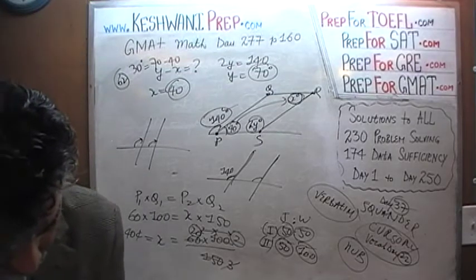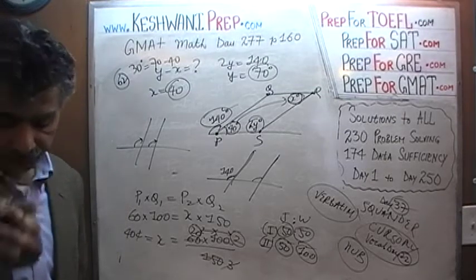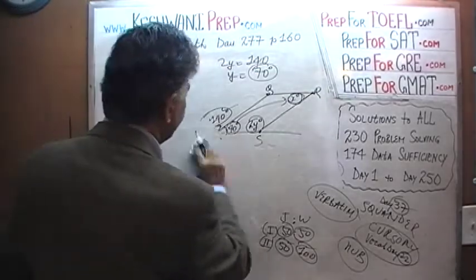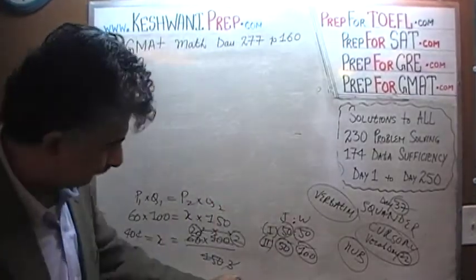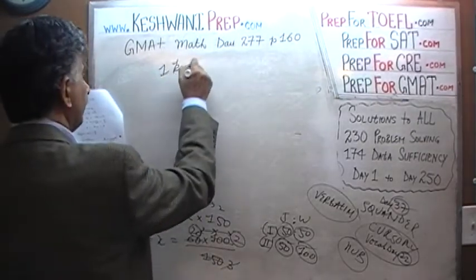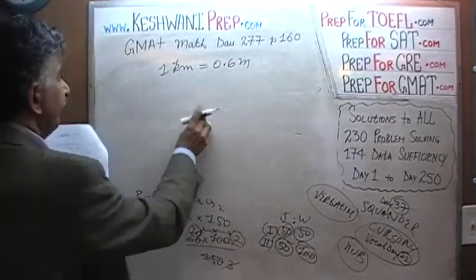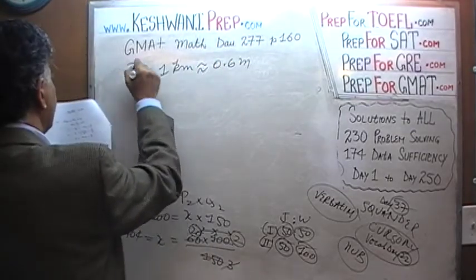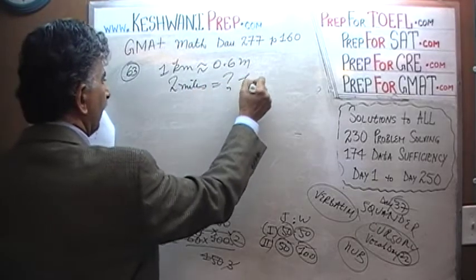Let's move on to the very last question, which is a real simple question. The question is, how many kilometers in 2 miles? We are told that 1 kilometer approximately equals 0.6 miles. This is problem number 63. The question is, 2 miles will make how many kilometers?